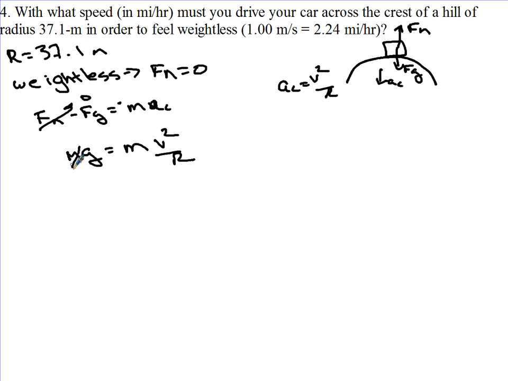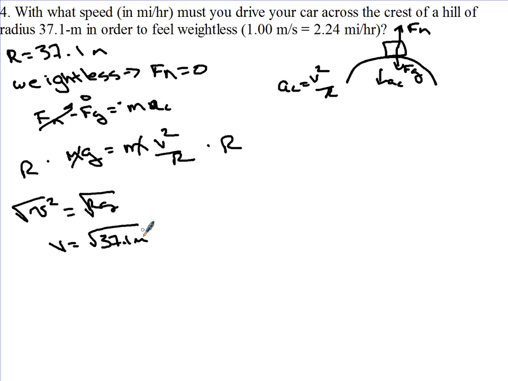My masses are going to go away. Let's see, I want to multiply both sides through by r. So v squared is rg. So v is the square root of rg. Well, that's simple. So v is the square root of r, which is 37.1 meters, and g, which is 9.8 meters per second squared. So let's see what we get when we take the square root of 37.1 times 9.8. You're going to get 19.07 meters per second. But that's not what we asked for.